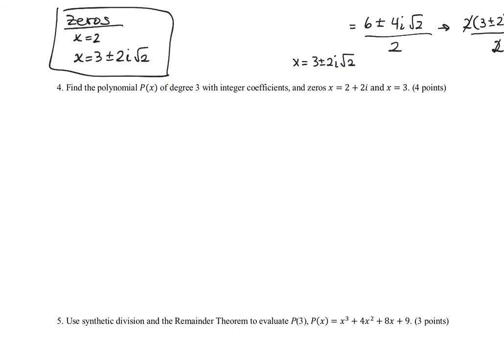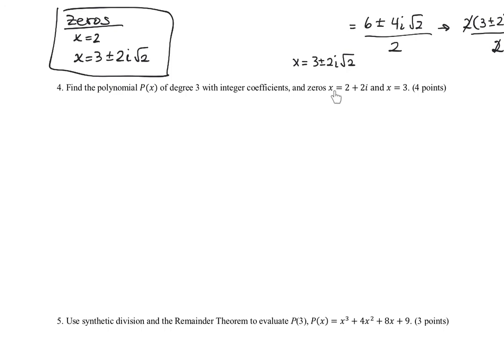All right, question 4. This one came from section 3.5. We need to find the equation of a polynomial that's degree 3, so it needs to be some kind of p of x equals x to the third, or 2x to the third or something. It needs to have x to the third as its highest exponent. And the fact that it's degree 3 means we need to have 3 zeros. So they've given us 2.